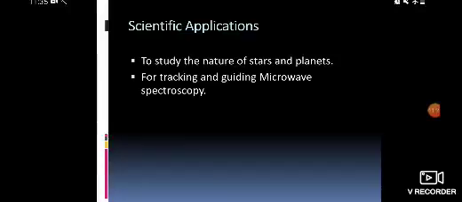So that all things can be done within a single device, that is radar, which is placed above our earth curvature. Okay, so that is the first application under the scientific applications, and it is mainly used for tracking and guiding microwave spectrography. So what does microwave spectrography mean? Whenever we are using satellite communications, in order to track that particular satellite, or in order to guide that satellite, we are going to be using radar systems. Okay, these are scientific applications.